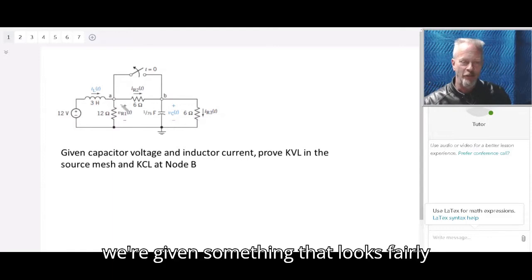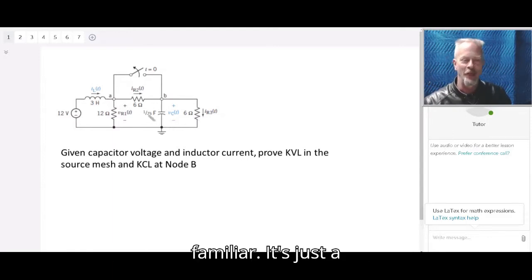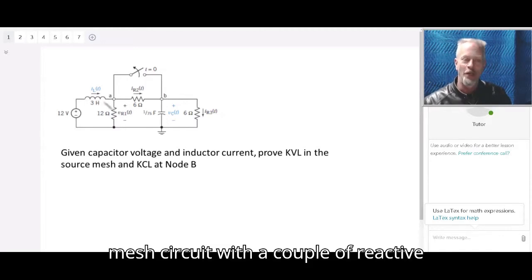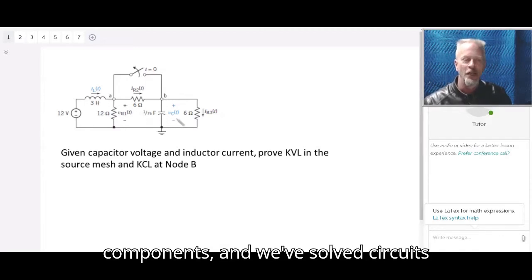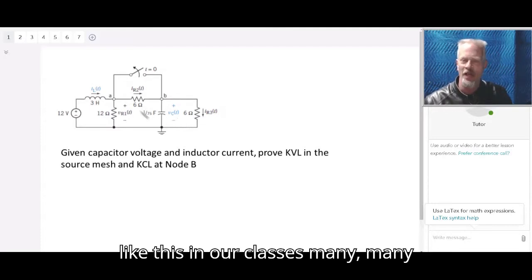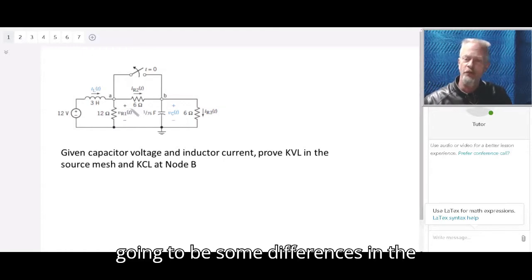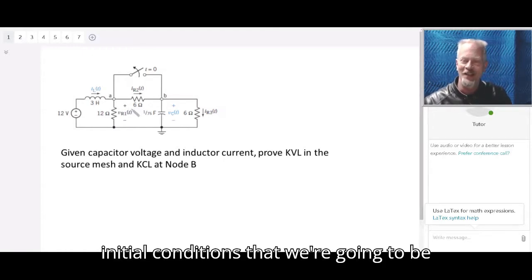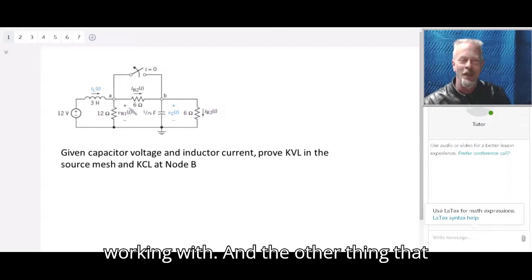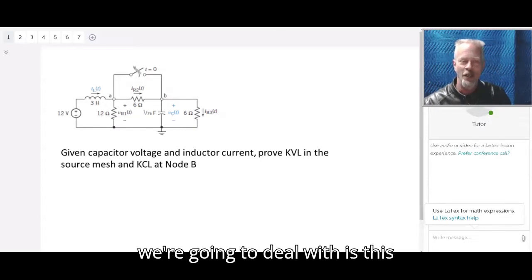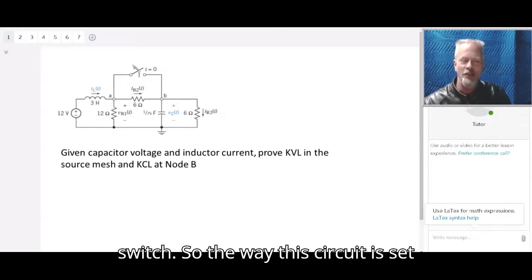So, we're given something that looks fairly familiar. It's just a mesh circuit with a couple of reactive components. And we've solved circuits like this in our classes many, many times. But there's going to be some differences in the initial conditions that we're going to be working with. And the other thing that we're going to deal with is this switch.